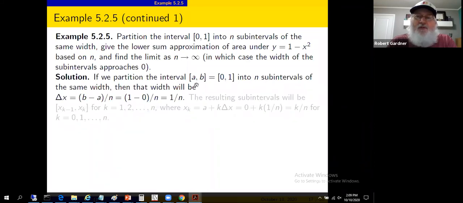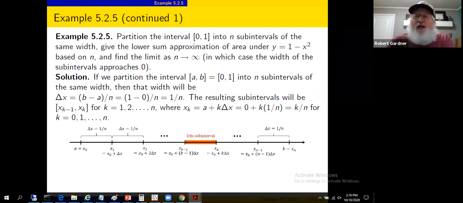If we partition the interval 0, 1, or a, b in general, to use the notation we'll commonly use, into n subintervals of the same width, then the width will be the length of the interval divided by n. This interval is length 1 divided by n. Each of the little pieces will be 1 over n. When you add all those 1 over n's up, all n of them, you get 1 out, which is the length of the given interval. More generally, if a and b are not 0 and 1, then we'd express the length of those subintervals using this formula.